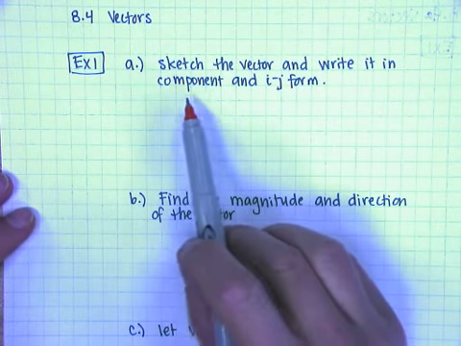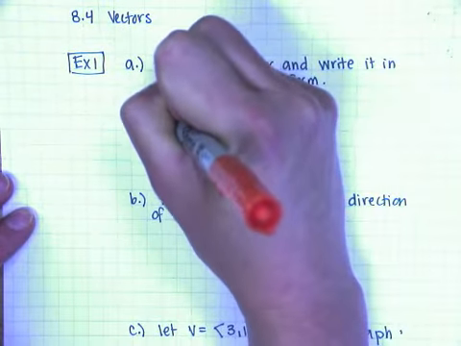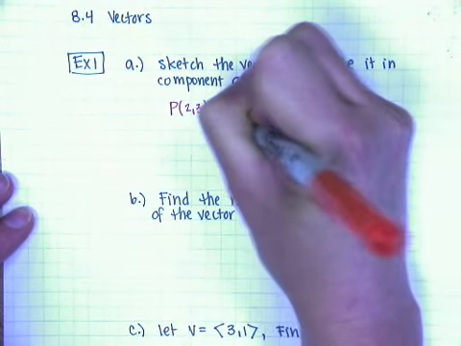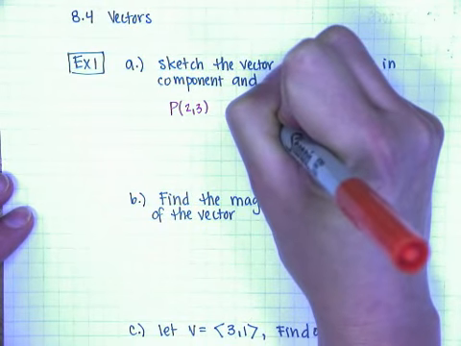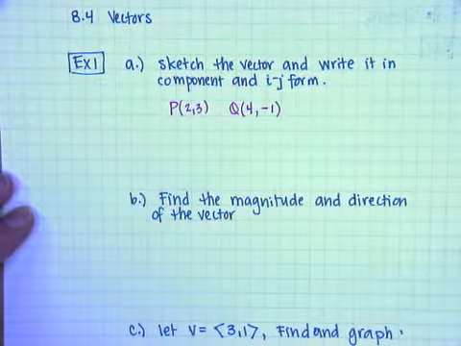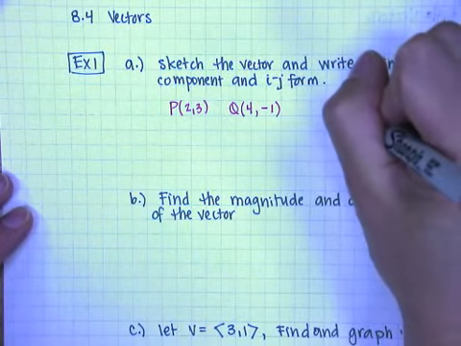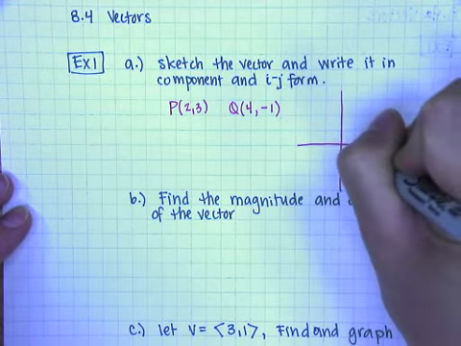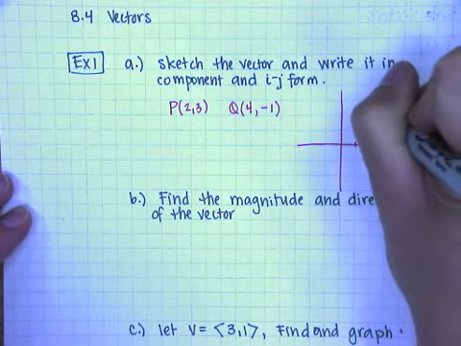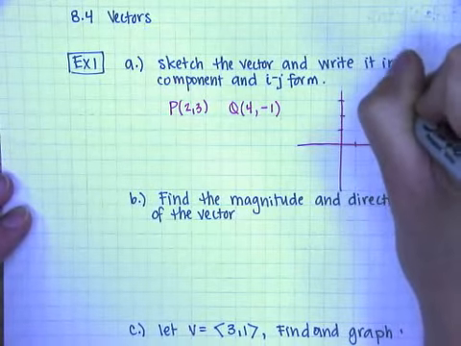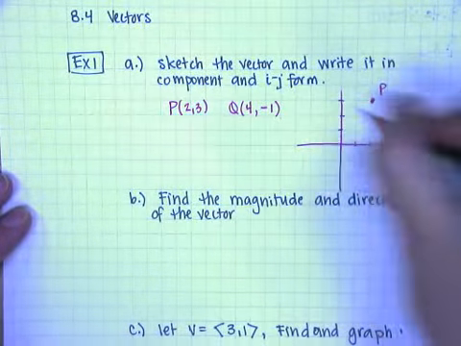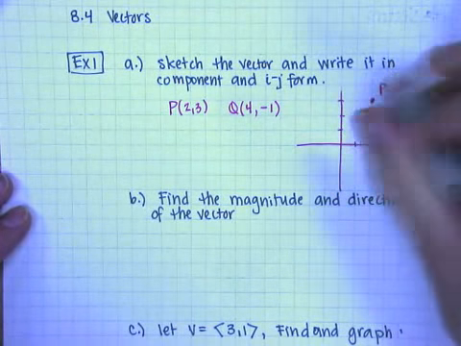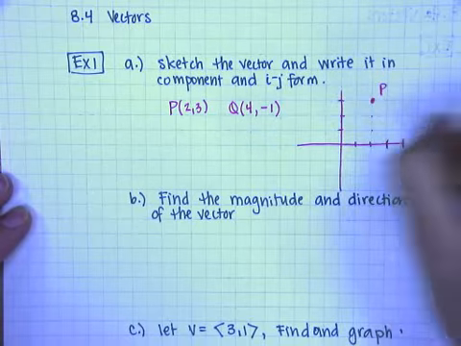Now you are probably going to see a problem where they would tell you P is at 2, 3, and Q is at 4, I don't know, negative 1. If you see something like this, you're going to graph both the points. So I would go over 2, I would go up 1, 2, 3, and there would be my point P. And then for Q, I would go out 4, and down 1. There's my Q.